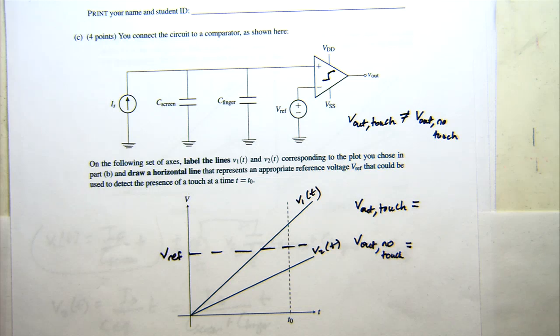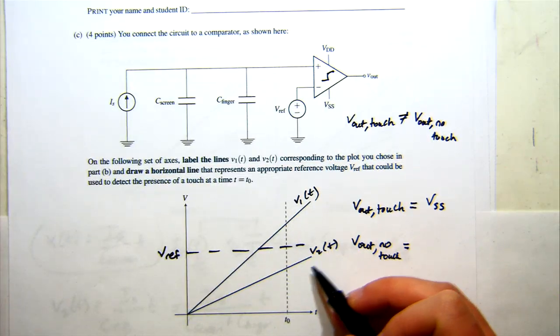All right, so what do we think? What will Vout touch be, VDD or VSS? Have you come to a consensus? What do you think Vout touch is? I think I heard it.